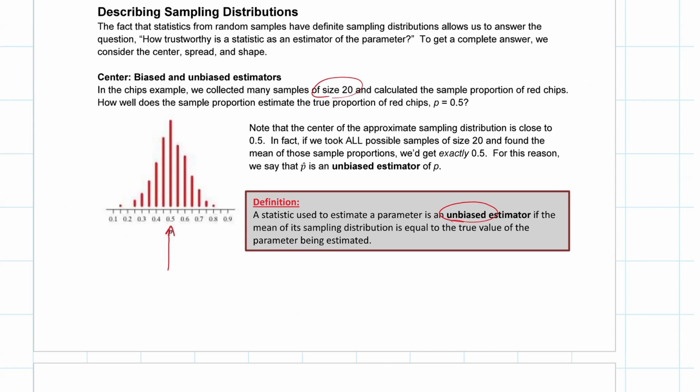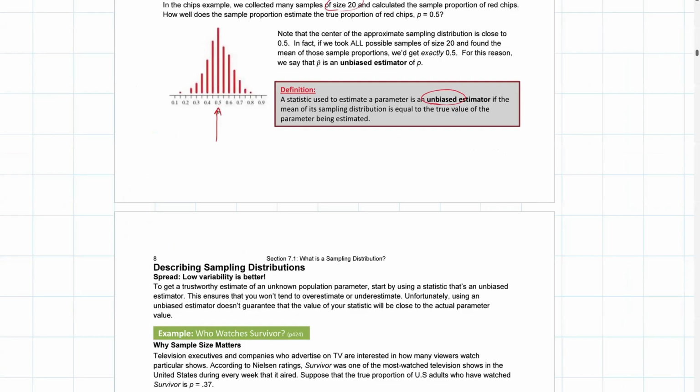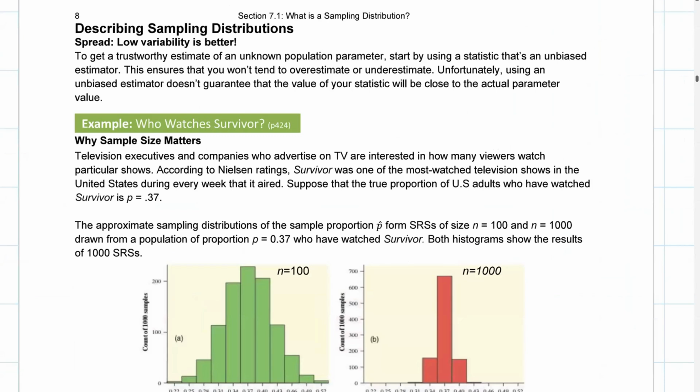And that's a good thing. It means that we can look at the statistic and we feel like we've got insight about what's going on at the population level. Now, that unbiased stuff is talking about the mean. What about spread? Well, here's an idea.